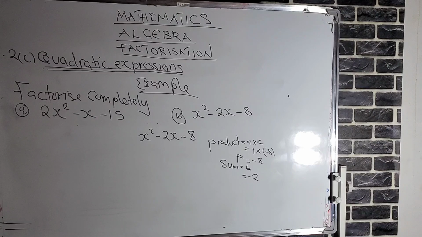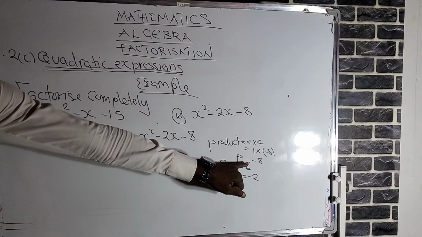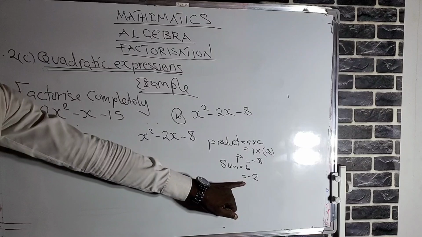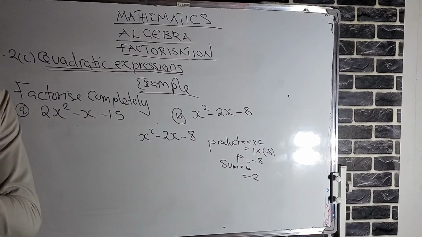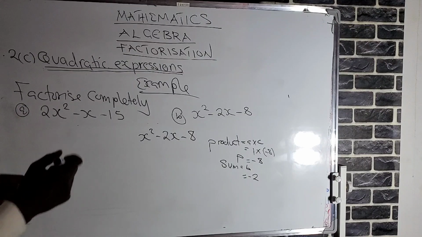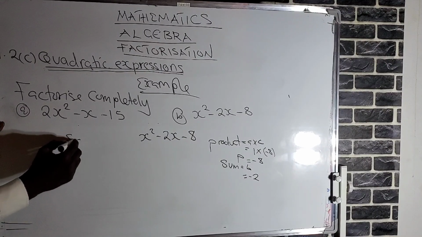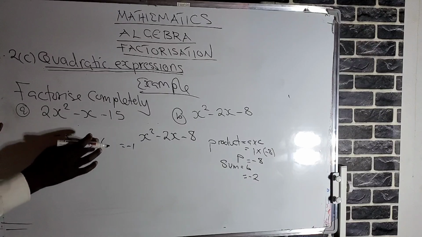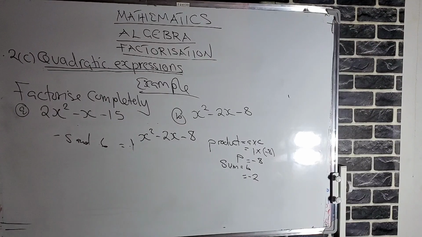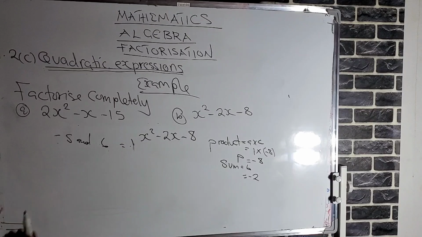Both are negative. So what should tell you that the bigger factor is the one that is negative? Now what if this was negative and this one positive? It means the smaller number of the two factors is the one that is negative. Because according to this, we found 5 and negative 6. When you add, it will be negative 1. But if this one is negative, the factor b will be positive. But the product will still be negative, right? Good.